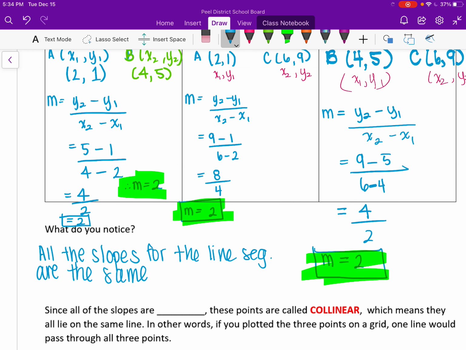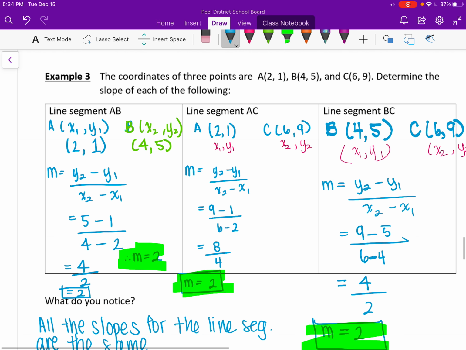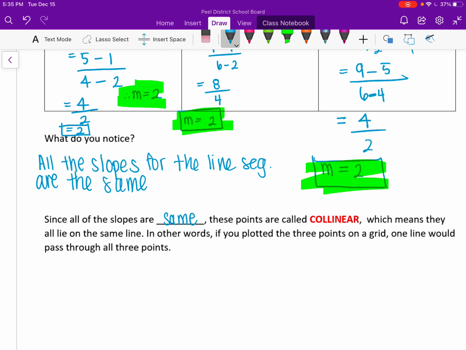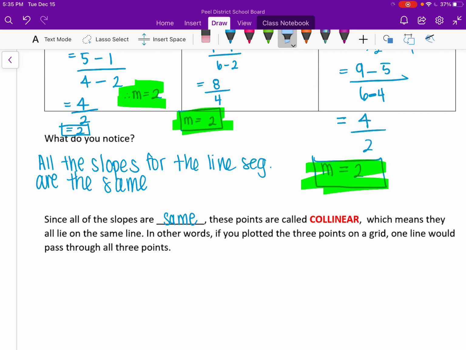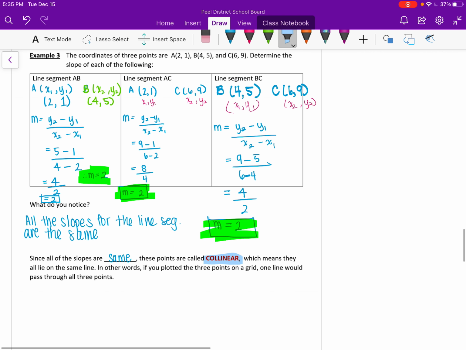So it's safe to assume that since all these slopes are the same, these lines, right, because there's line segment AB, there's line segment AC, there's line segment BC, all of these lines are collinear, which basically means that they all lie on the same line. So if you plotted these 3 points on a grid, one line would pass through all 3 points, right? And you can try doing that. Put in all these points and you'll see that they all pass through the same line.